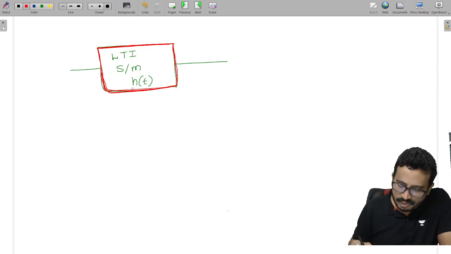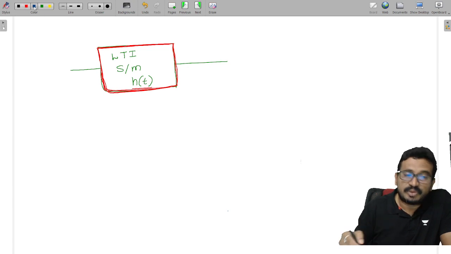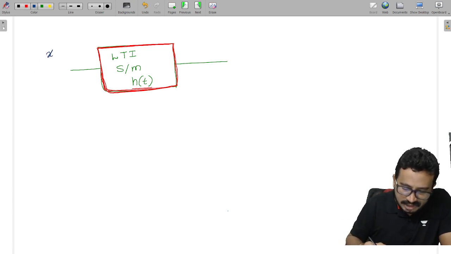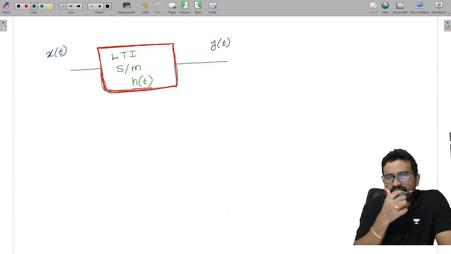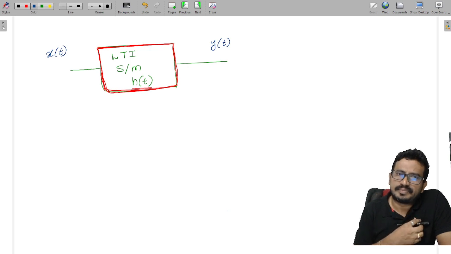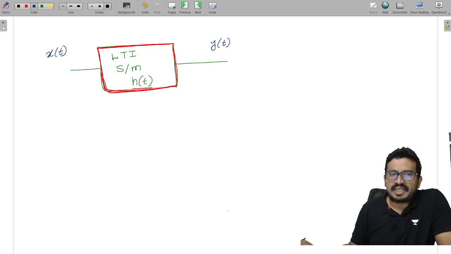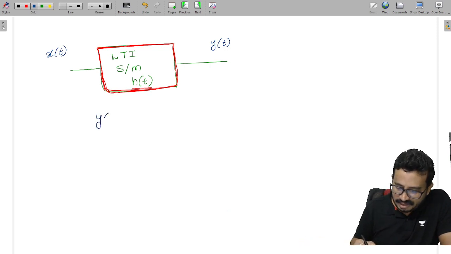If we know h(t), well and good, we can analyze with the help of h(t). If we don't know h(t), let us consider x(t) is my input and y(t) is the output. If I know the input and output relations, we can analyze the nature of the system without knowing h(t). As we know, y(t) is given as h(t) convolution with x(t).